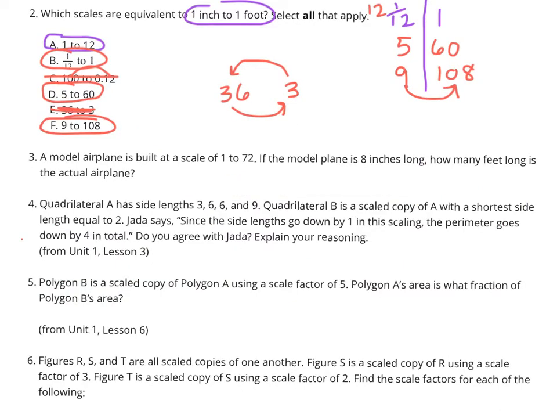Now for question number 3, it says a model airplane is built at a scale of 1 to 72. If the model airplane is 8 inches long, how many feet long is the airplane? So if I made myself a T-chart, my scale is 1 to 72. And again, what that means is I can use that scale as long as I have the same units on both sides. So 8 inches long would be the same as 8 times 72. Let's see if I can do this right. That's carry the 1, that's 56.